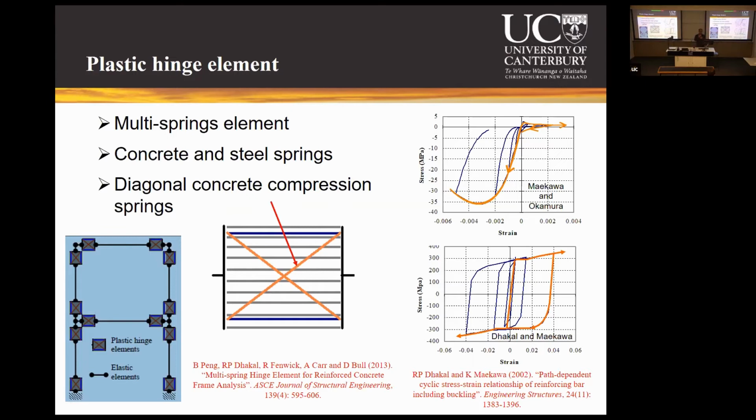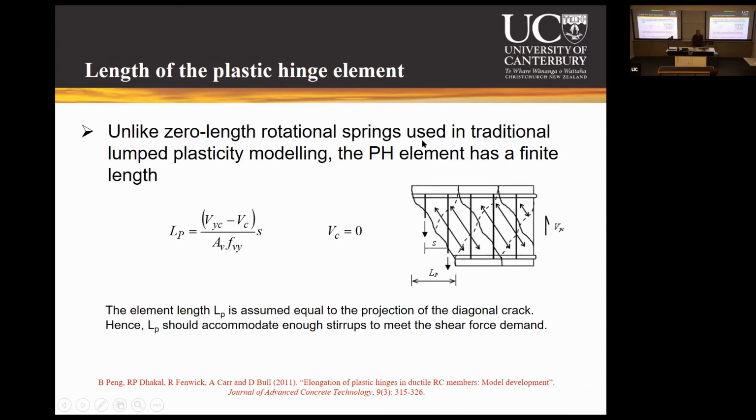Because without that, you wouldn't be able to capture the difference between compression and tension, and then the elongation is misrepresented. So unlike zero-length rotational springs used in traditional lumped plasticity modeling, the plastic hinge element has a finite length, right? So that is the key difference. Whereas in lumped plasticity, you provide a zero-length rotational spring which never elongates. Whereas here, this plastic hinge element can change its length, but initially the element has a finite length, which is defined by how many stirrups are needed to engage to balance the shear demand. So that is the theory that we use, which is not uncommon from the traditional truss theory for beams, right?